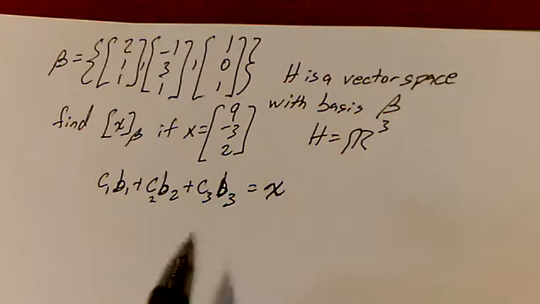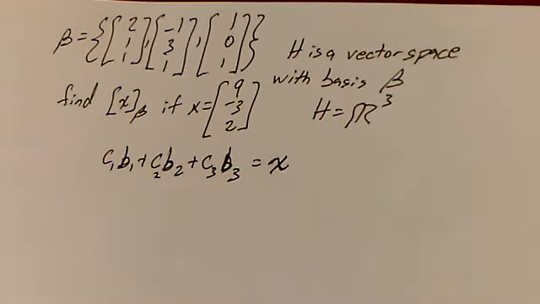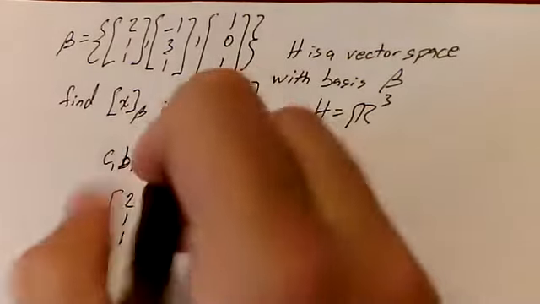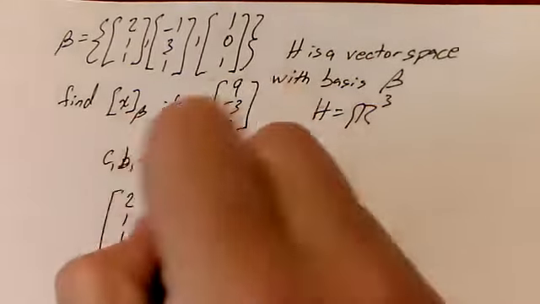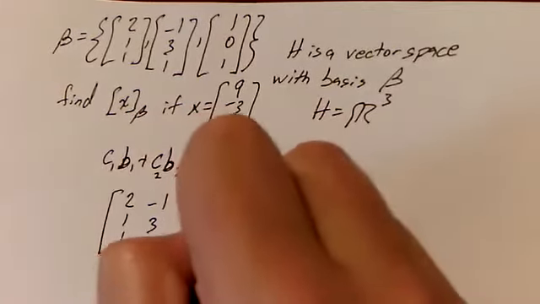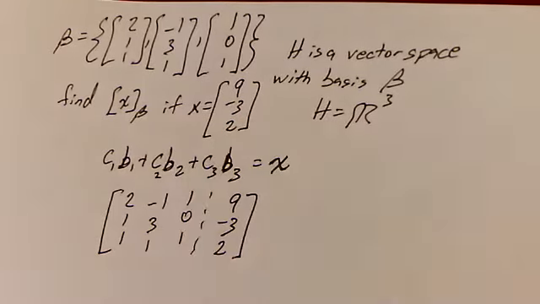Okay, so as I look at this, it is a vector equation. How do I solve a vector equation? I solve a vector equation using an augmented matrix: 2, 1, 1, -1, 3, 1, 1, 0, 1. Augment that with my x vector, 9, -3, and 2.